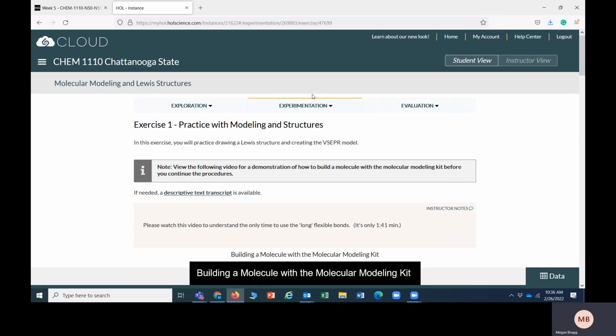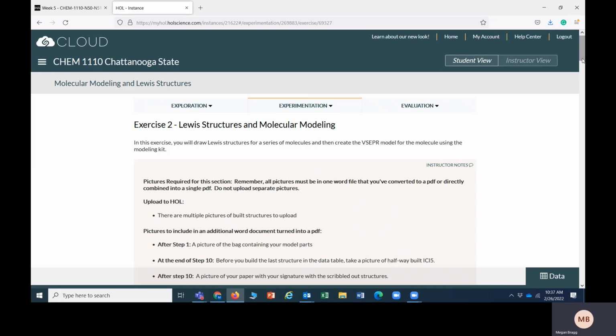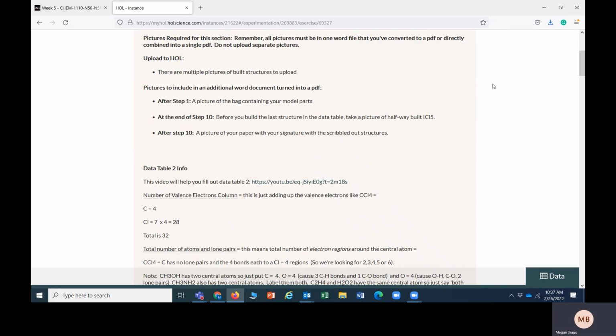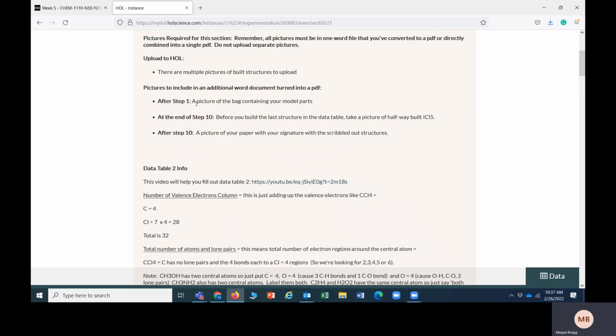Let's go on to the next section. Experiment with the Lewis structures. So you will be putting a few things into the Dropbox, the assignments Dropbox. After step 1, you're just going to have the picture of your bag containing your model parts. So you can just put them in there at the end.